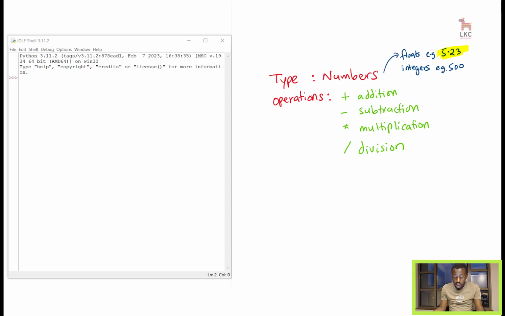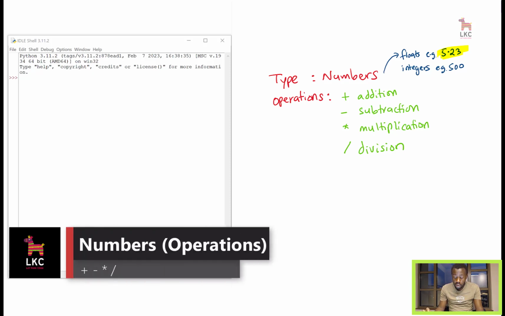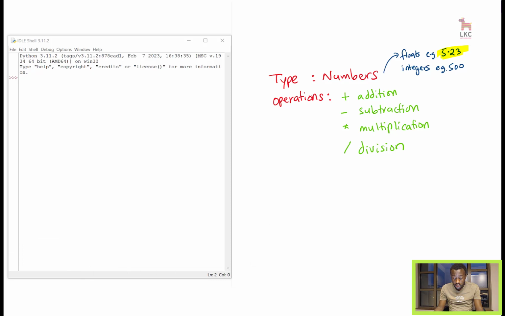So let's look at some of the operations that you can do on numbers in general. There are mainly four operations: addition, subtraction, multiplication, and division. We've already looked at some addition examples in our previous lesson, even the assignment I gave you.